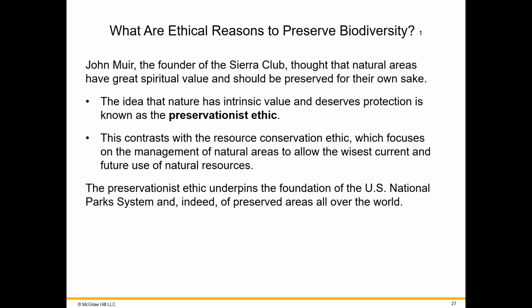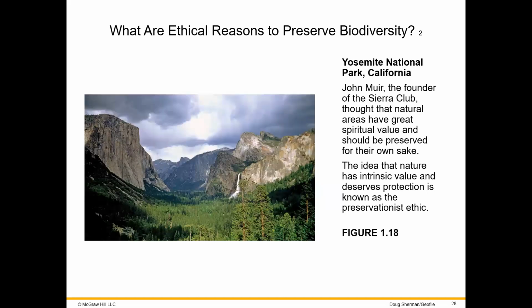The preservationist ethic underpins the foundation of the U.S. national park system, and indeed is preserved in all preserved areas of the world. John Muir helped also establish one of the world's first national parks, and that is Yosemite. And he really believed that areas should be preserved for their own sake. So this is in contrast to the USDA and the US Forest Service, which does allow for resource extraction in sustainable manners.